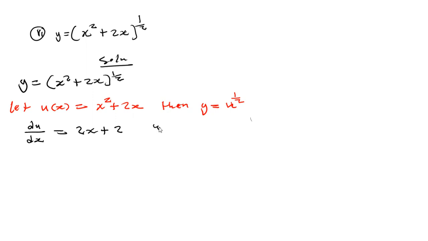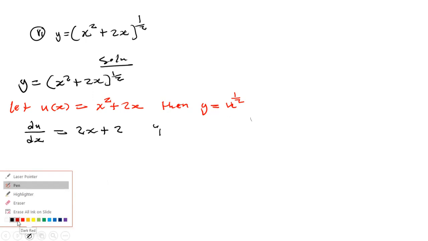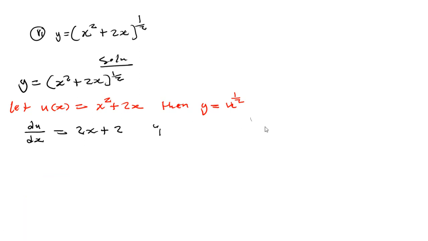And if we find the derivative of y, which is y equal to u to the power half, using the power rule, dy/du will simply be equal to, you multiply by the half, which is simply half, and then u, and you subtract 1 from the power, which gives you negative half.